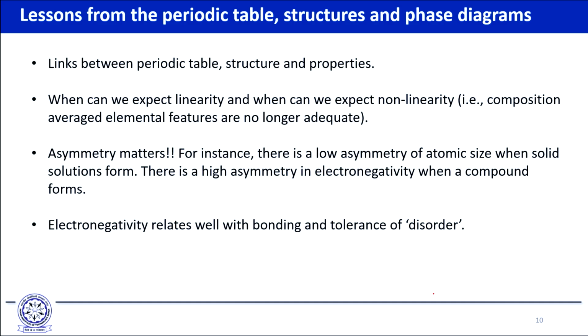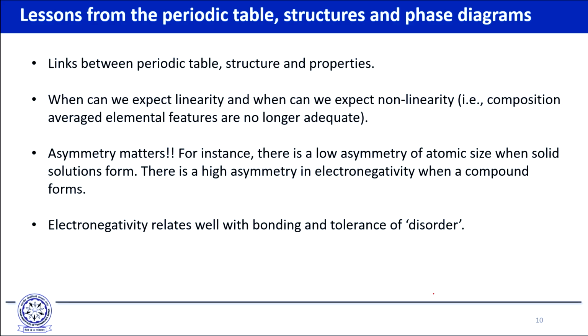The other thing that comes out is that the asymmetry matters, and now you really start understanding why Willis defined his different rules the way he did. The asymmetry matters because if you have a large asymmetry of atomic sizes, meaning one element with a large atomic size and the other with a smaller atomic size, you tend to form interstitial solid solutions. If the asymmetry between the atomic sizes is less, there is a chance that you start forming substitutional solid solutions. So the type of phase that is going to emerge can also be predicted in part by asymmetry.